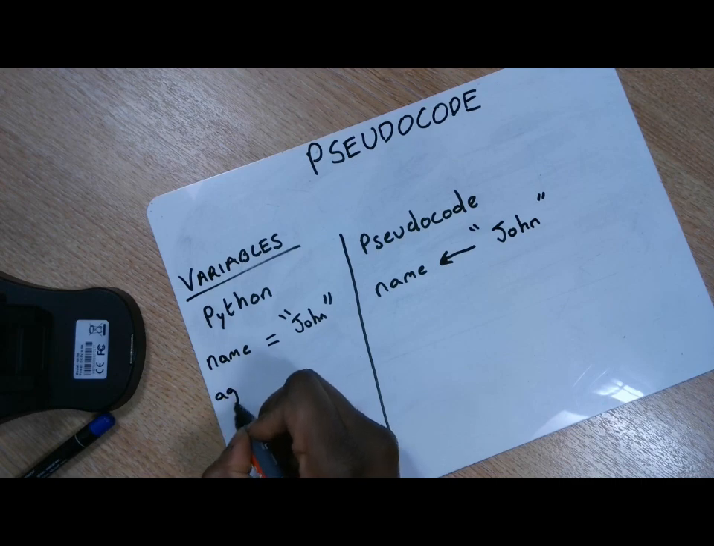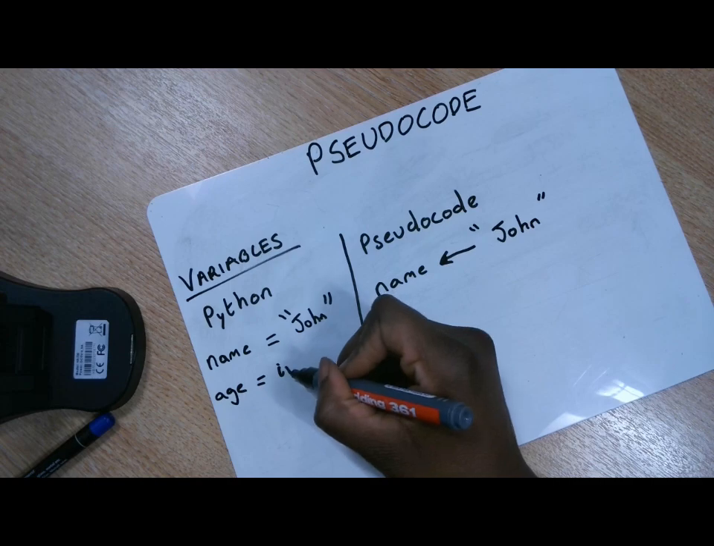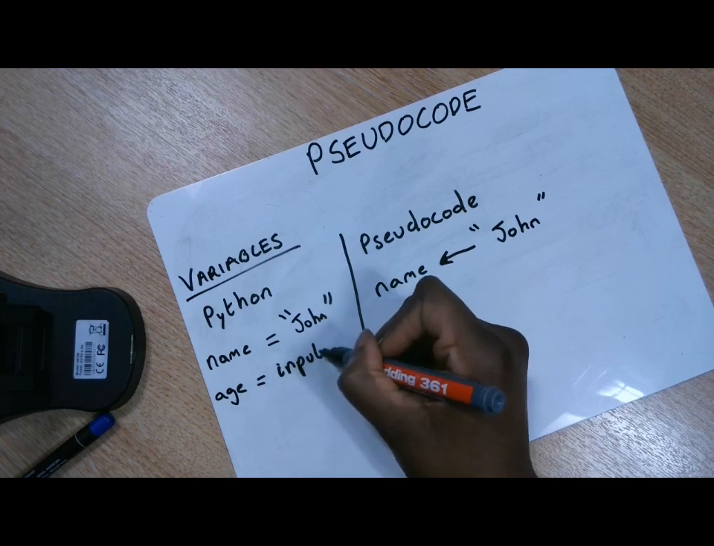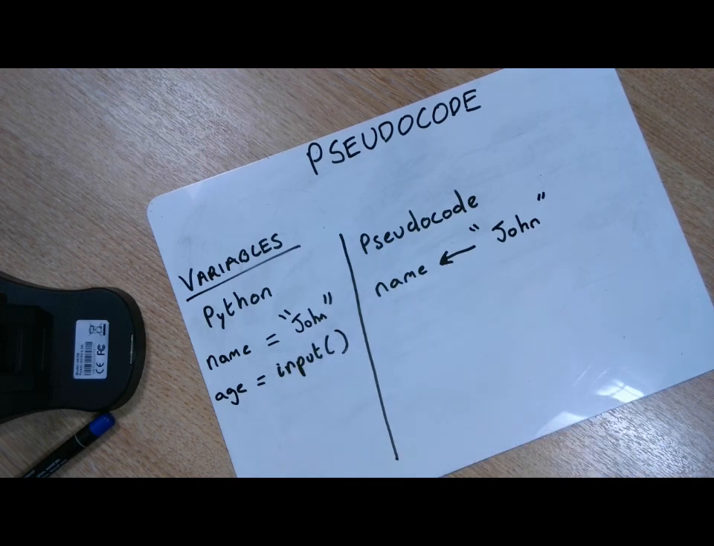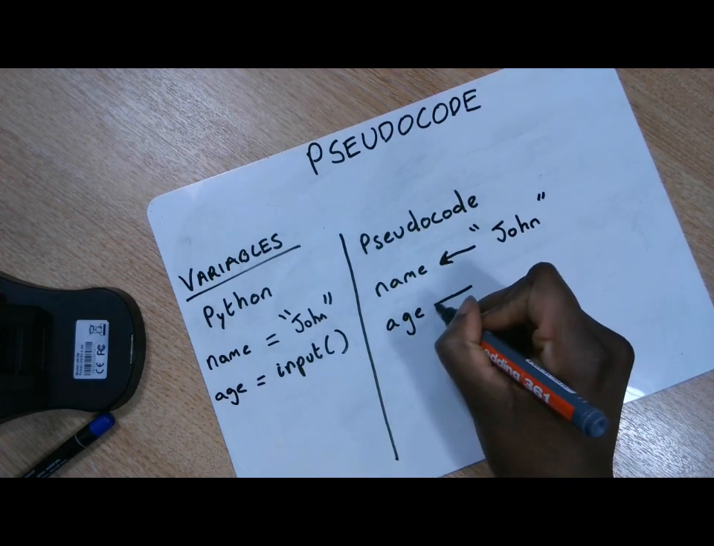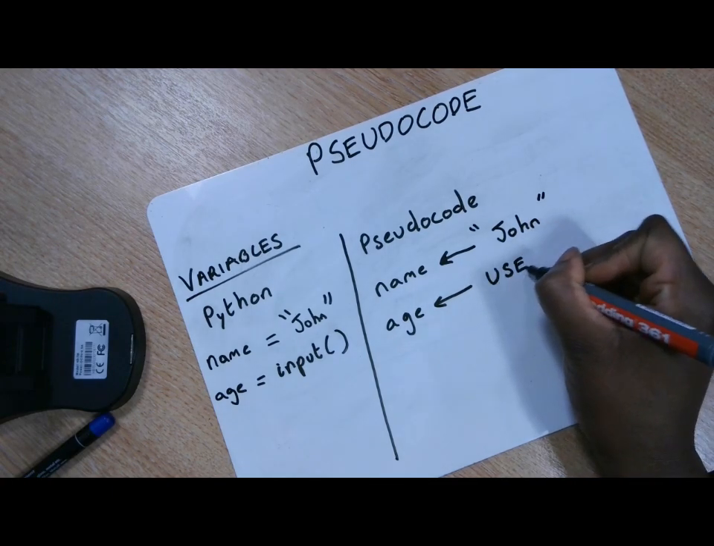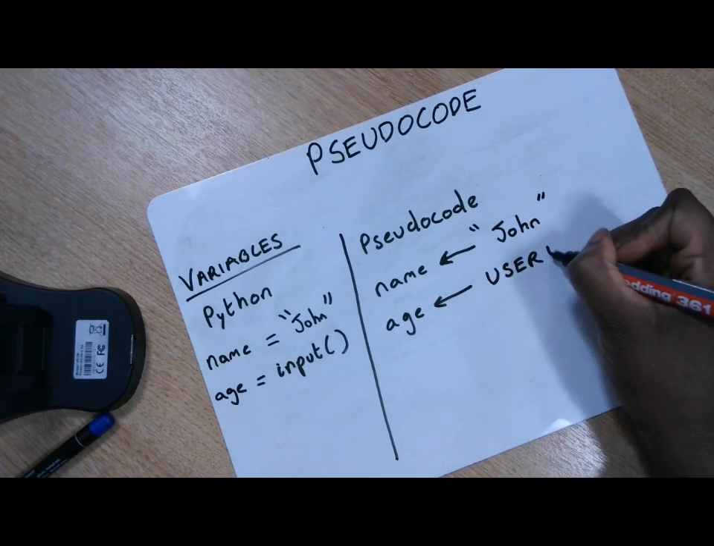If there was age equals input, you can pause it now and see if you'd get it in pseudocode. Age, arrow facing the variable, user input should be capital.